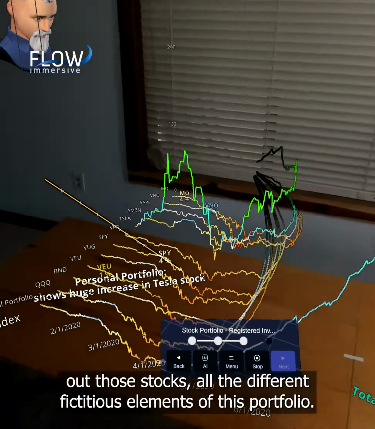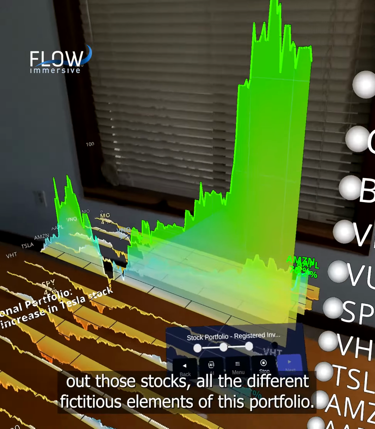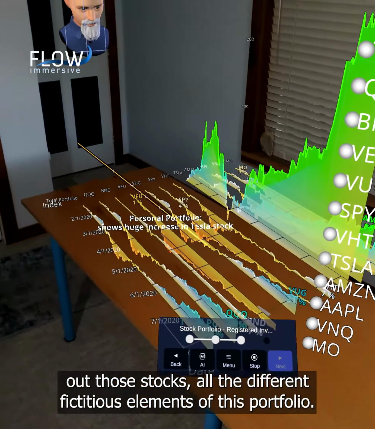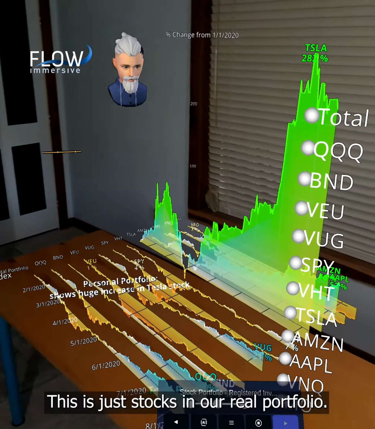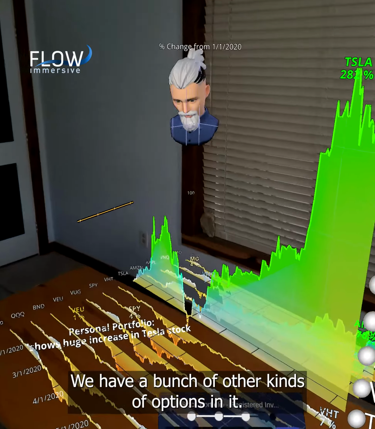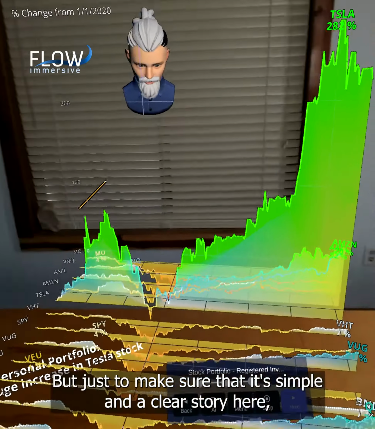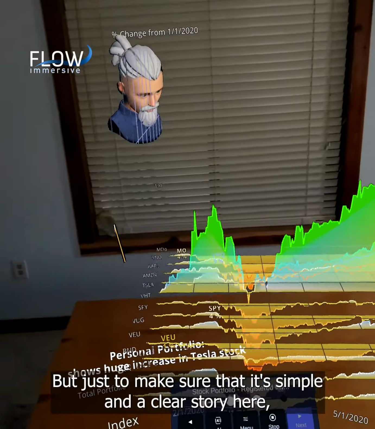So now let's ripple out those stocks, all the different fictitious elements of this portfolio. This is just stocks. I know a real portfolio would have a bunch of other kinds of options in it, but just to make sure that it's simple and a clear story here.